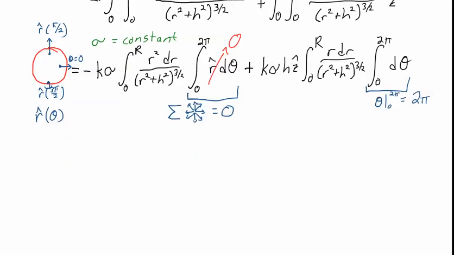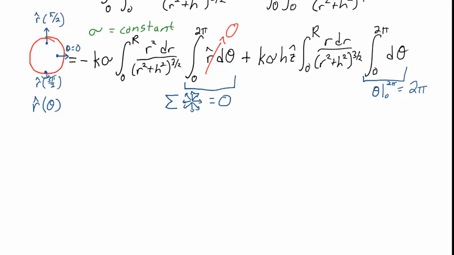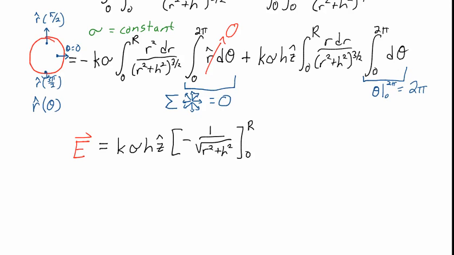We do have to do this integral in the z hat direction, however, but it looks very much like an integral that we did for the line, where we had x dx over x squared plus a squared to the 3/2 power. We already know what that integral is. So E is equal to k sigma h z hat. And then this integral, r dr over r squared plus h squared to the 3/2 power, evaluates to minus 1 over the square root of r squared plus h squared, evaluated from 0 to capital R, times 2 pi.